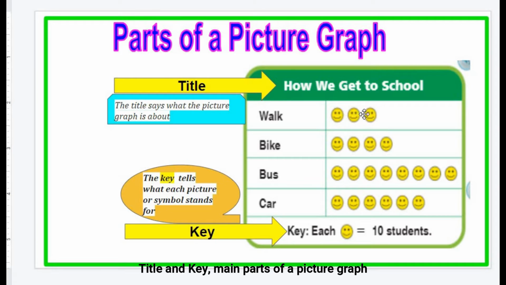So here we have 1, 2, 3 smiley faces. That will be 3 times 10, which is 30. 4 smiley faces, 4 times 10, is going to be 40. We got a bus, 1, 2, 3, 4, 5, 6, 7, 8. 8 times 10 is 80. 1, 2, 3, 4, 5, 6. 6 smiley faces times 10 is 60.